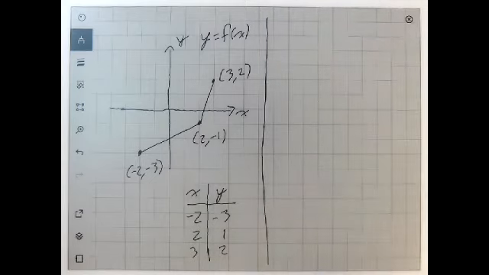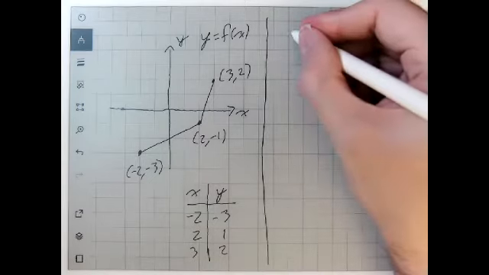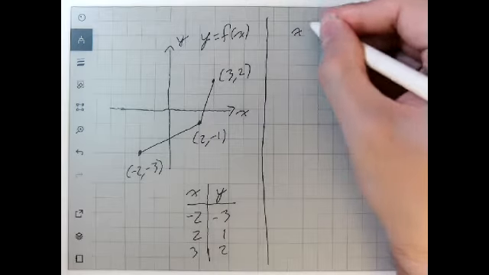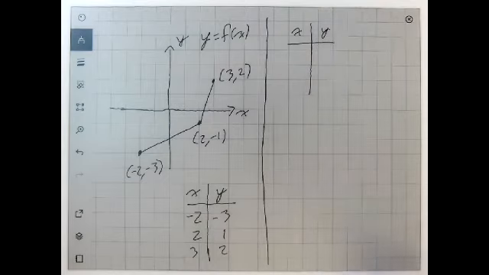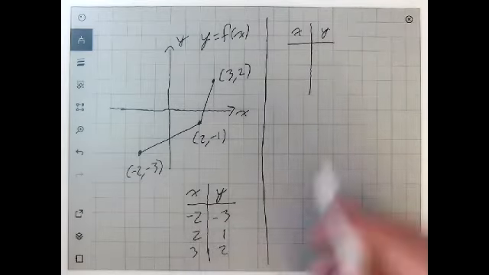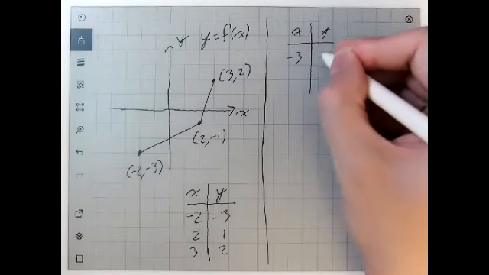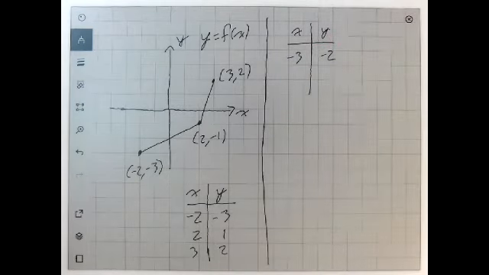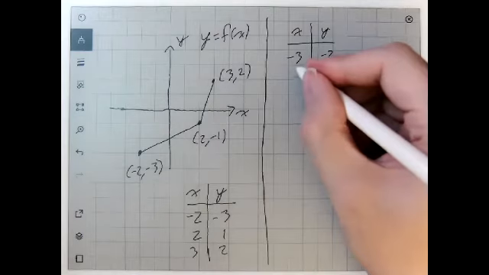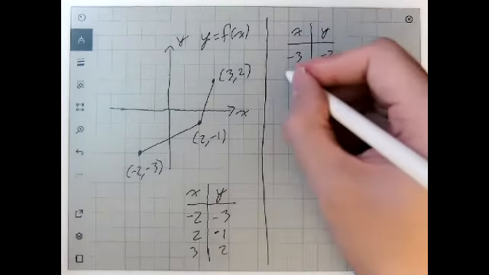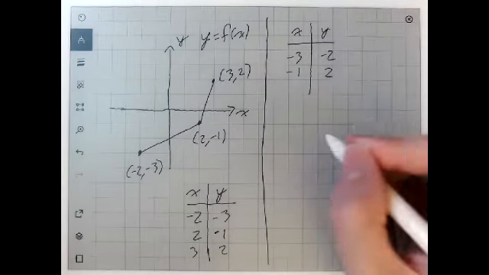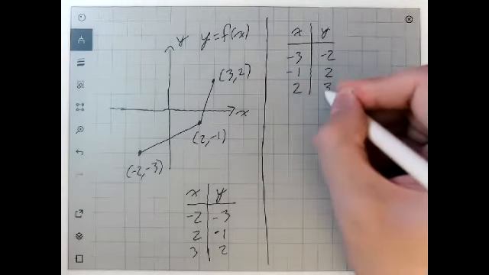To make the graph of the inverse, I'm going to take that same table and simply switch the x and y values. So instead of -2, -3, the first point will be -3, -2. And then, lost a negative there, sorry about that, -1, 2, and then 2, 3.